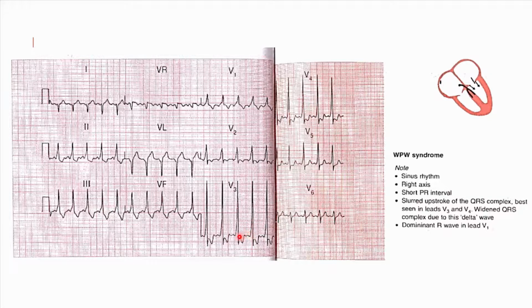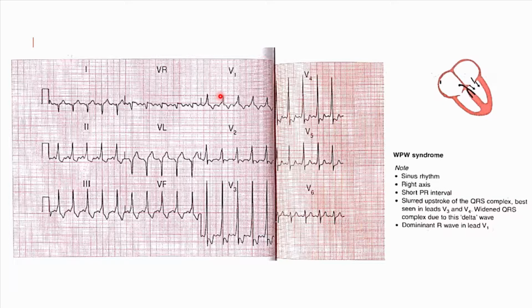As you can see here, you have a sloping line that is over there. So you call those delta waves. You get a short PR interval, and as we can see, lead 1 is facing downwards, lead AVF is facing upwards, so there's a right axis deviation here. There's a slurring of these waves in lead V3 and lead V4, and of course there's also a dominant R wave here in lead V1.